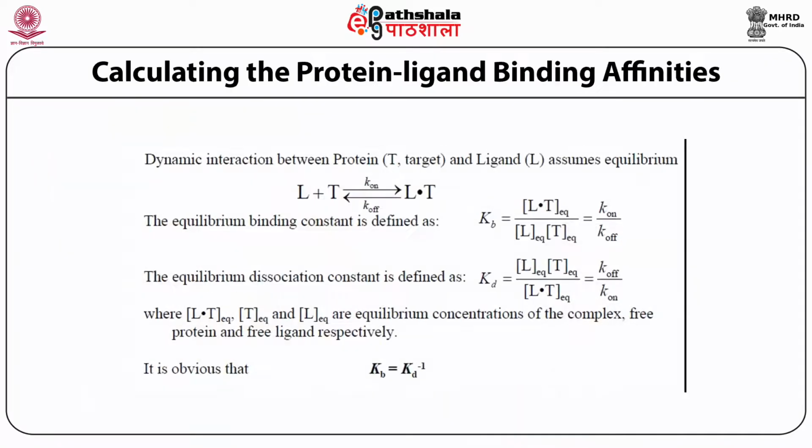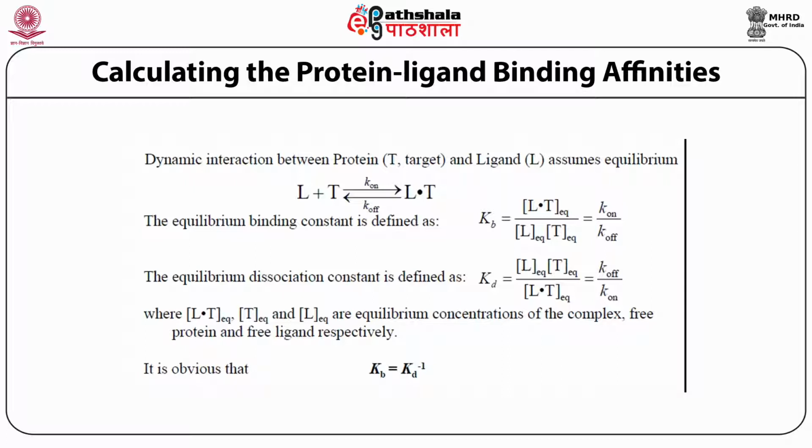Here we describe how to calculate the protein-ligand binding affinity. The dynamic interaction between protein, defined here as target T, and ligand L assumes a simple equilibrium: L plus T gives the LT complex. In the reaction, K on means complexation of LT occurs, and K off means dissociation of LT occurs.